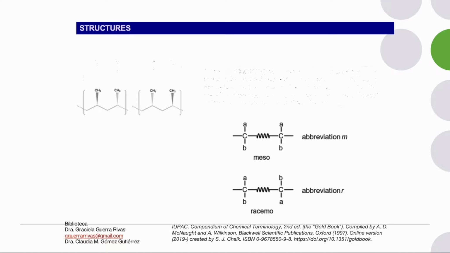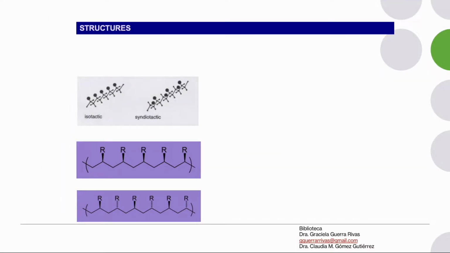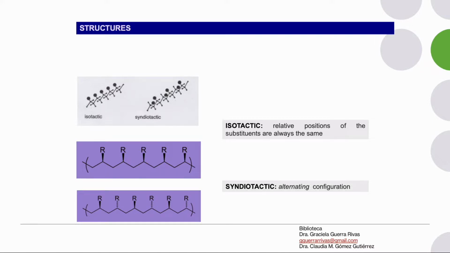According to IUPAC, mesostructures are relative configurations of consecutive, but not necessarily contiguous, constitutionally equivalent carbon atoms that have a symmetrically constituted connecting group, if any, and are designated meso or racemo, as appropriate. Thus, if the relative positions of the substituents are always the same, from asymmetric center to asymmetric center, along the length of the chain, the polymer is said to be isotactic. In comparison, an alternating configuration is called syndiotactic.